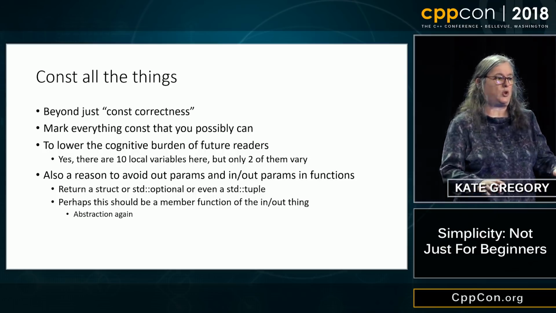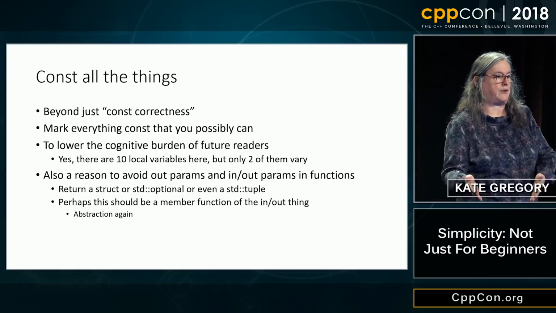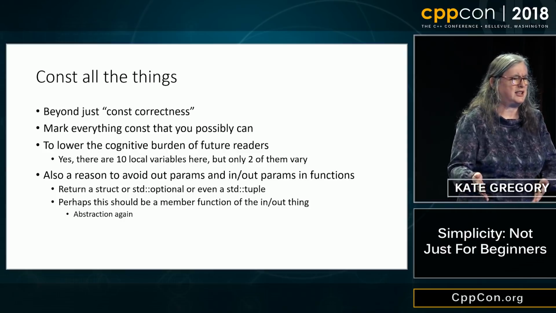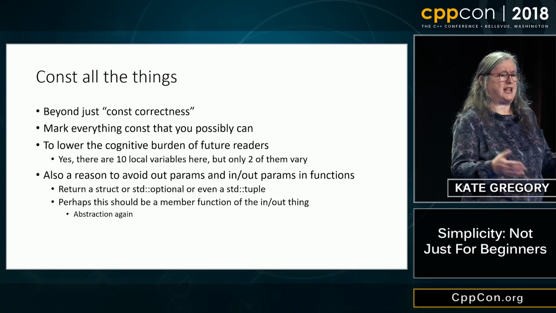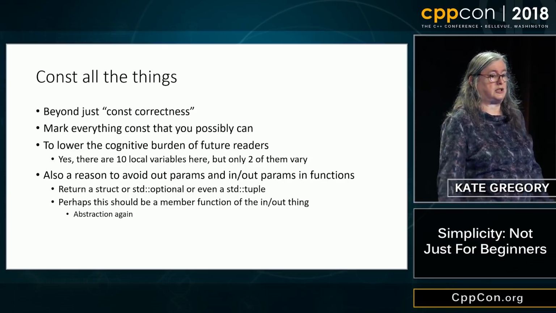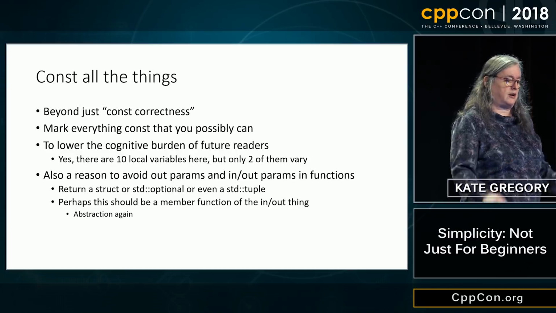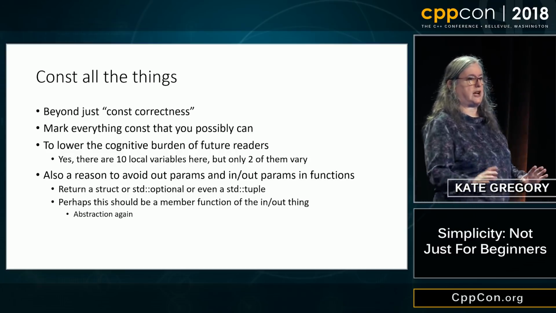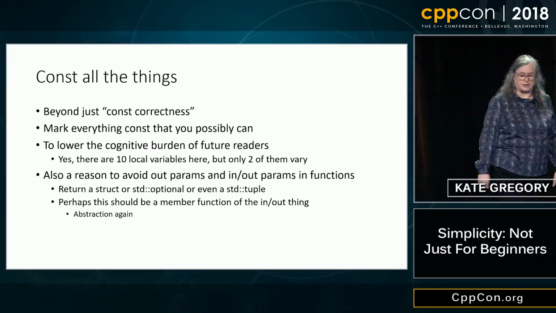So if you have an update employee info that takes an employee by reference, what? Why isn't that the employee's update info member function, which can be non-const? I'm not objecting to non-const functions. So a lot of times out params are kind of a sign that maybe we're not as encapsulated as we should be.